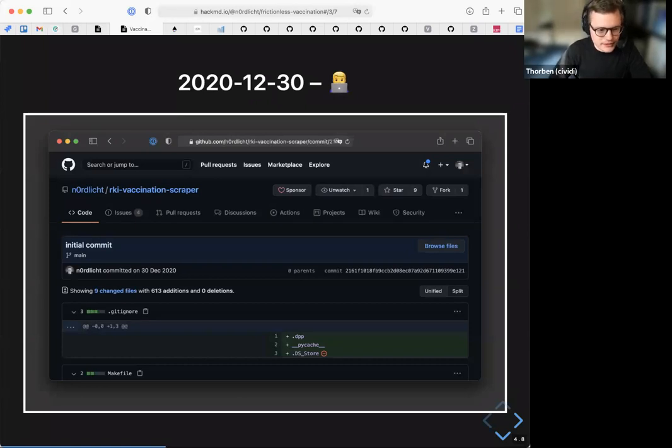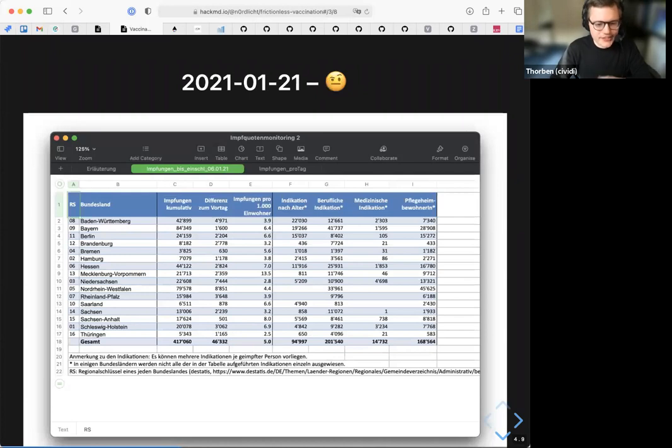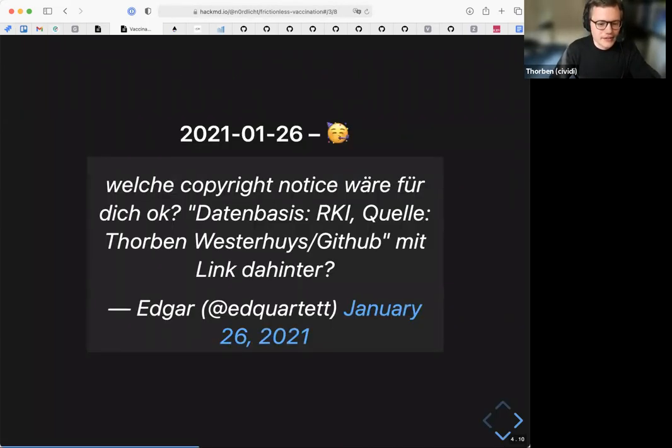So I started setting up kind of this vaccination scraper, and I checked the table every once in a while if things change and so on. And as you can see, already here in January, they started adding other columns and so on and so on.